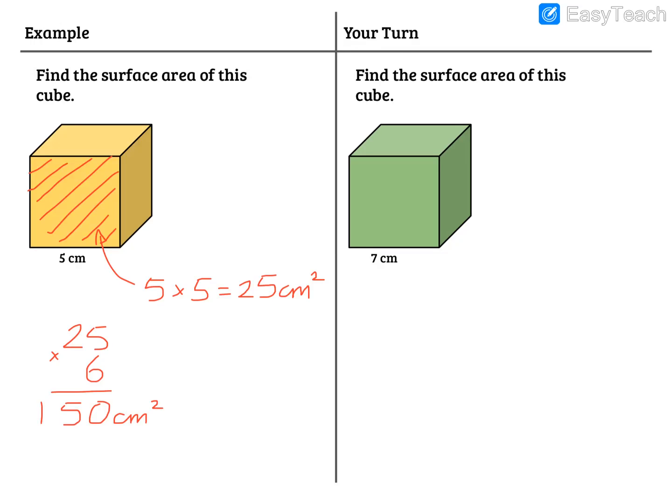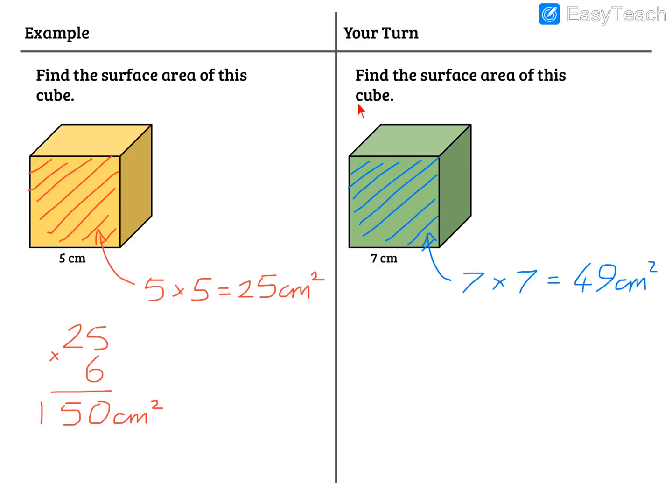Okay, how did we do? We need to find the area of one of these faces, so let's start with this nice convenient one at the front. What's the area of this face going to be? Length times breadth, 7 by 7 is 49 centimetres squared.